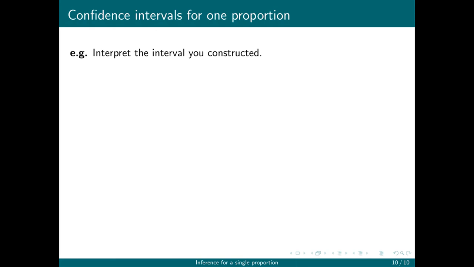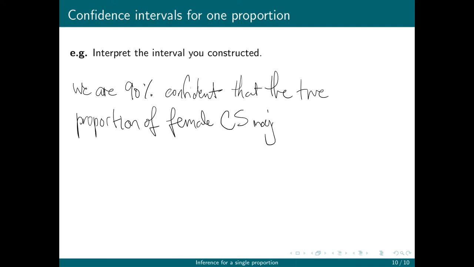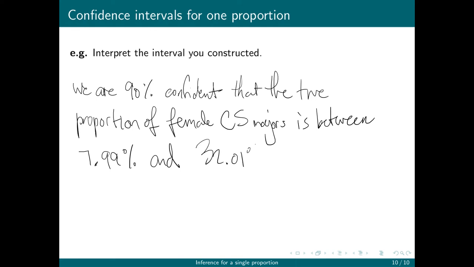All right, so the interpretation of that interval is that we are 90% confident that the true proportion of female CS majors is between, and again, I'm going to multiply by 100% because I'm speaking English now, 7.99% and 32.01%. Worth noting, this interval is not valid.